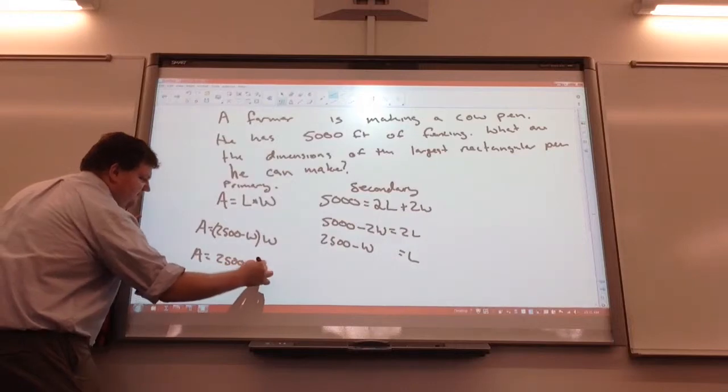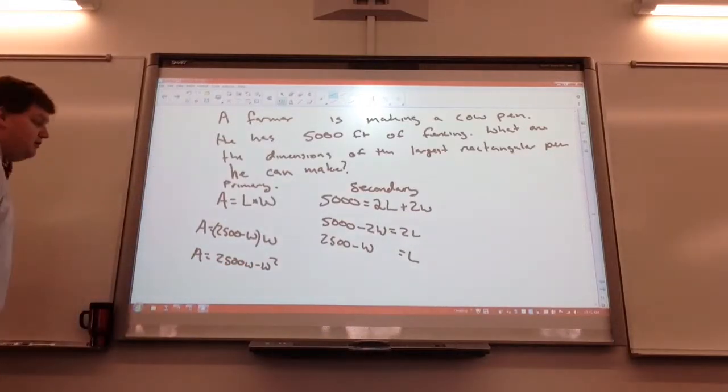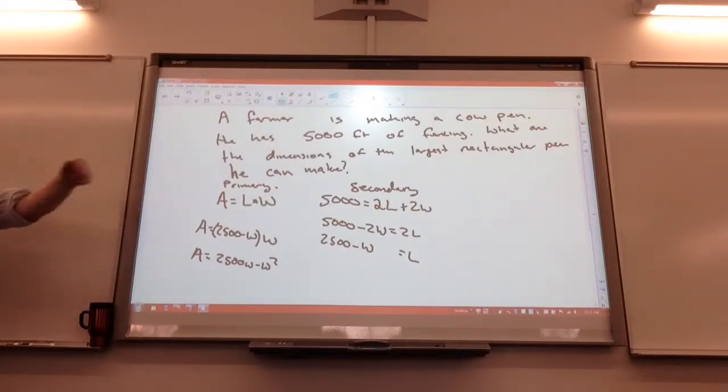2,500W minus W squared. So that's my area equation with a single variable now. Everyone catch that? That's what we're after. That's what we want to do when we optimize. Okay, next step is, we're going to take the derivative of this.